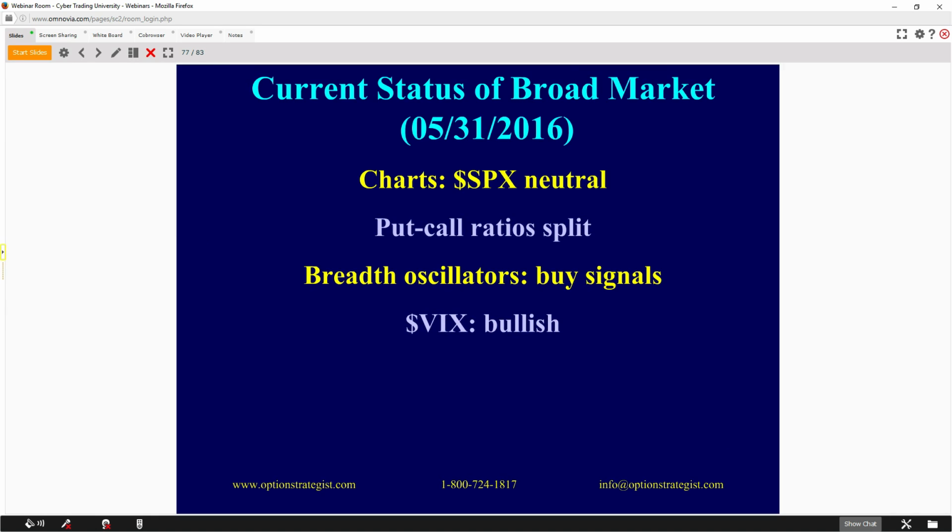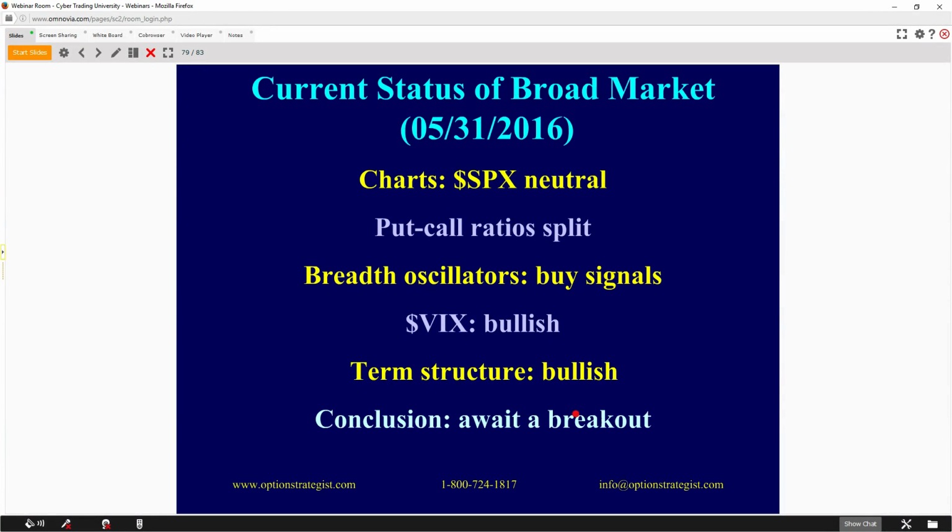We just saw all those things, and the term structure is bullish. So those all are in that regard. And we've got a couple of bullish things here, breadth and volatility. There's kind of a split thing going on with the put-call ratio, and SPX is sort of neutral. So I'm really awaiting a breakout here, to below 2040 or above 2115, which is the April highs, but even 2135, which is the all-time highs, before I get too excited about a trend developing in the market.